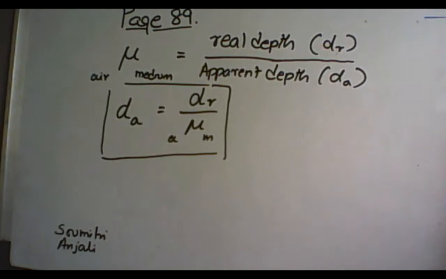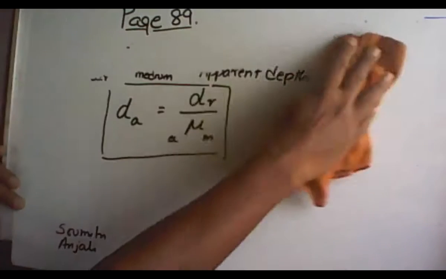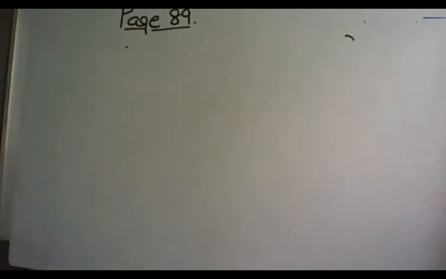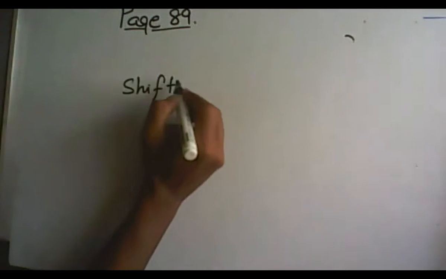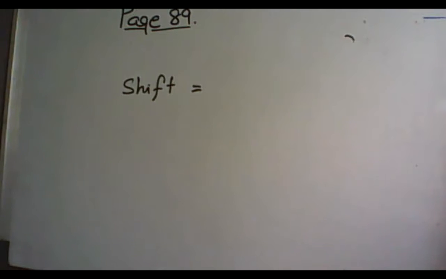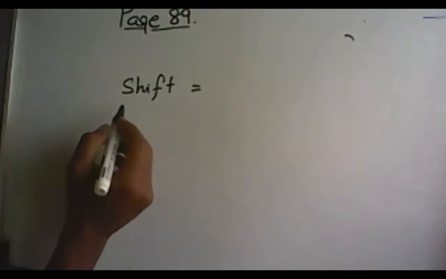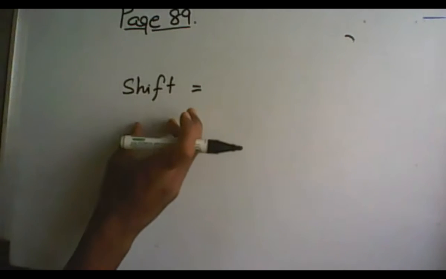All right, and so this is one equation. There is one question that has been given in the exercises later, in which you can apply this equation. So there is another equation now, which is given on the other side of the same page. So this is still on page 89, which is the shift that occurs when you look in from the rarer medium into a denser medium. So the shift is actually the difference between the real depth and the apparent depth.